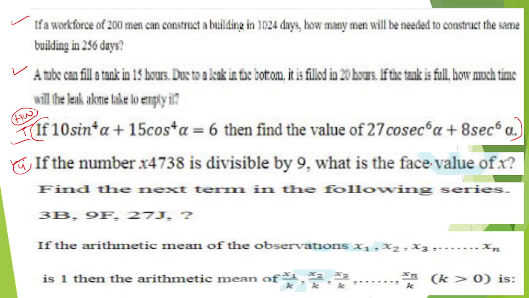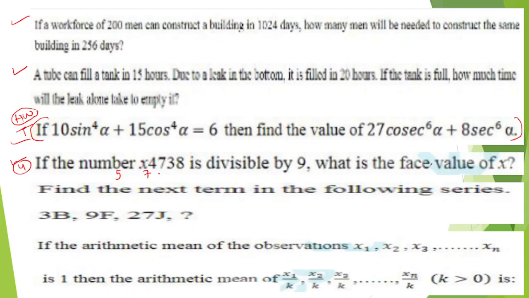Let's move to the fourth question, that is, if the number x4738 is divisible by 9, what is the face value of x? This is a divisibility type question. So we know how to check the divisibility by 9. We have to check by putting the values given in the options. So there were two options given, 5 and 7.